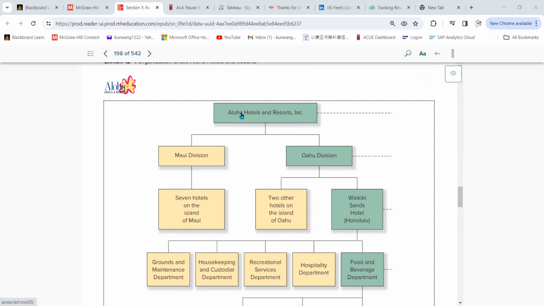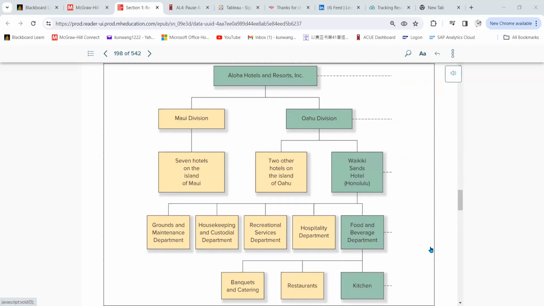They call it Hotels and Resorts. It's like Hilton or other big hotel chains, but this is kind of regional, a local hotel chain and resorts. Underneath they have two locations, Maui and Oahu, so two divisions. Then we focus on one of them, and you can do a similar analysis for the other division.